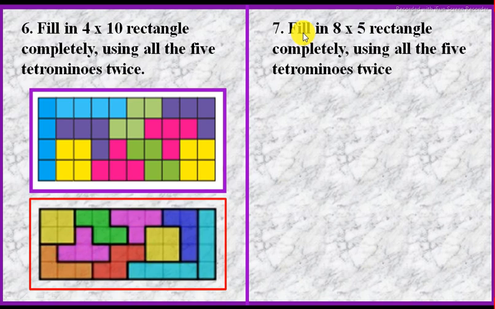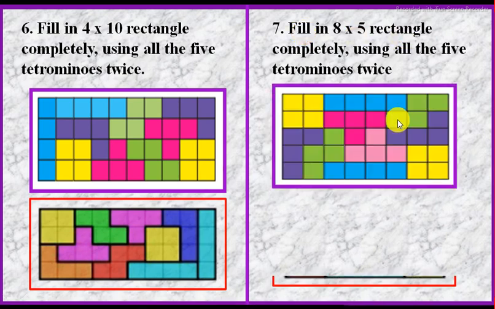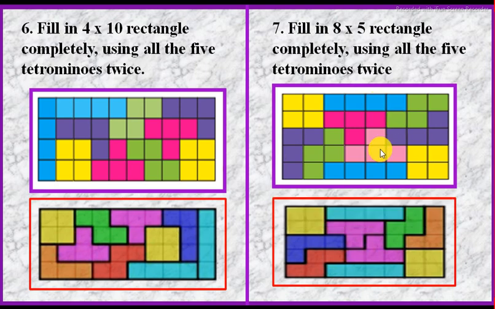Next is fill in 8 into 5 rectangle completely using all the 5 tetraminos twice. So for this also I have given you 2 examples, and the way of getting the answer depends upon how you do it.